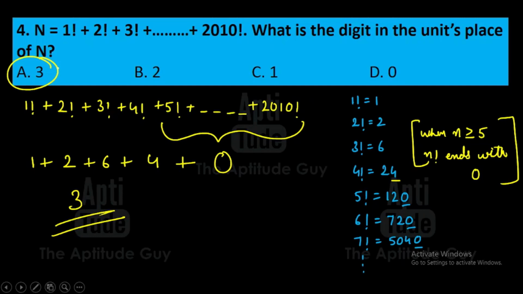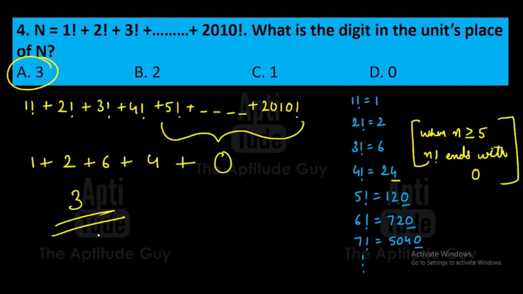Done. You know what that means? Even if in place of 2010 factorial they had given 9999999 factorial, it wouldn't have changed the answer because this also ends with 0. It doesn't matter what it ends with after 5 factorial. The answer would be 3 itself.